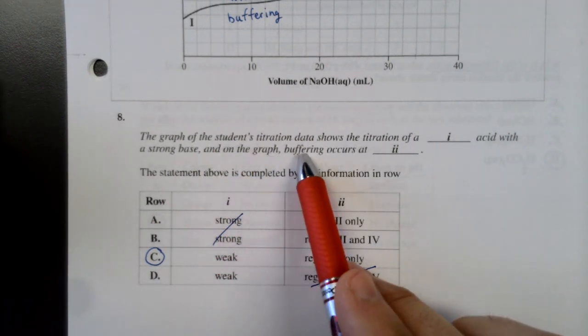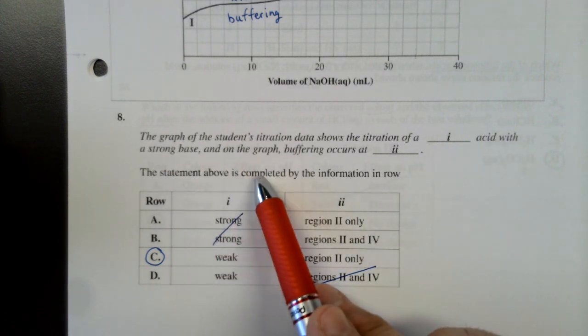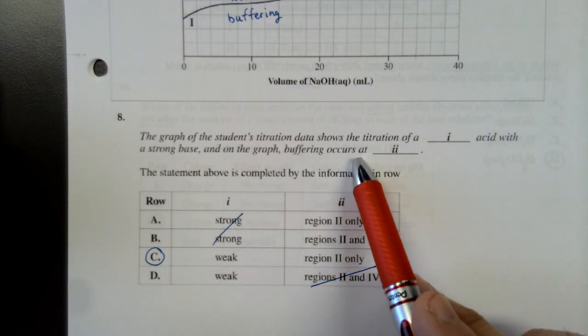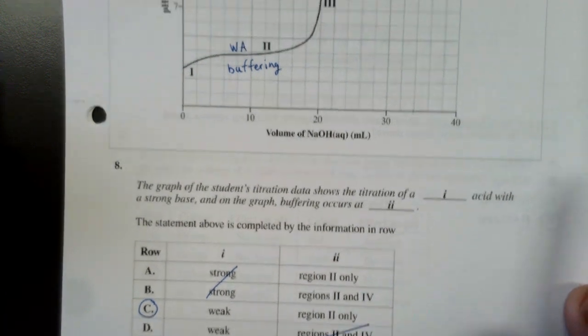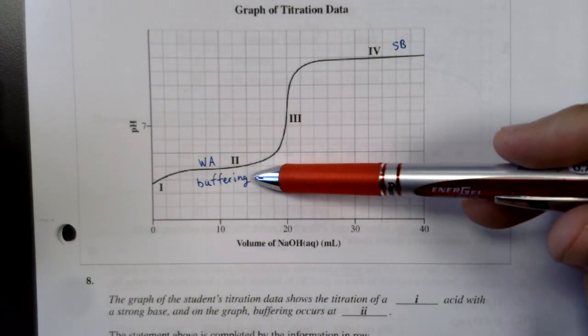The graph of the student's titration data shows the titration of a blank acid with a strong base. On the graph, buffering occurs at blank. Oh, this question drives me nuts. Okay. Now, essentially, buffering is going on here.